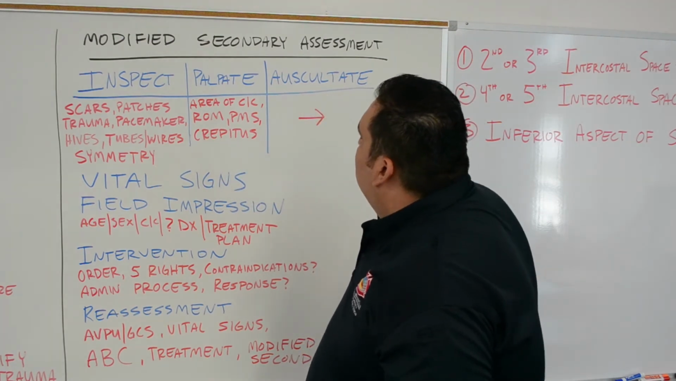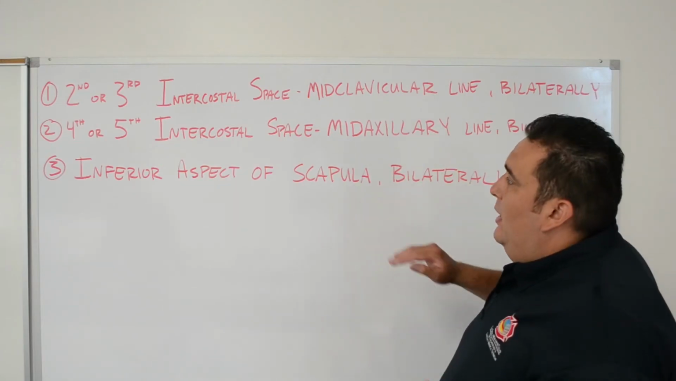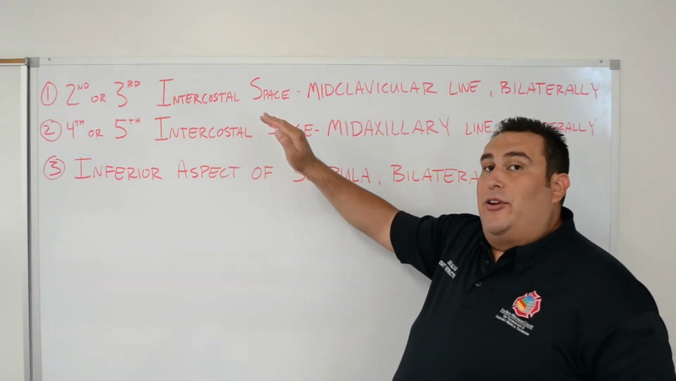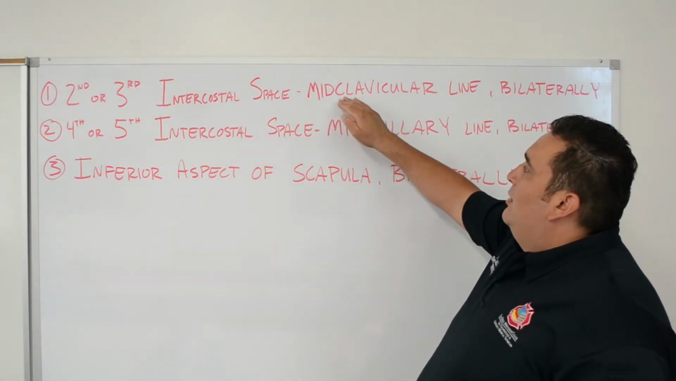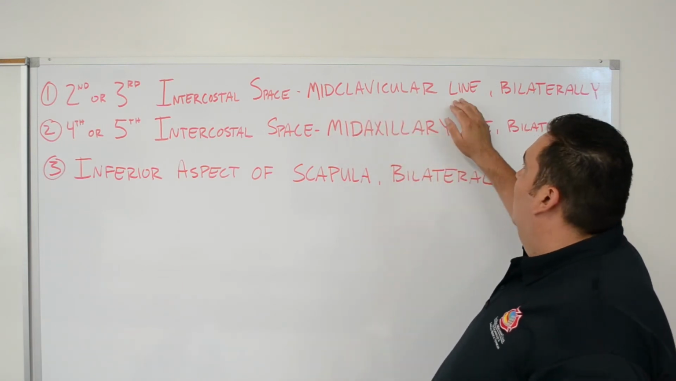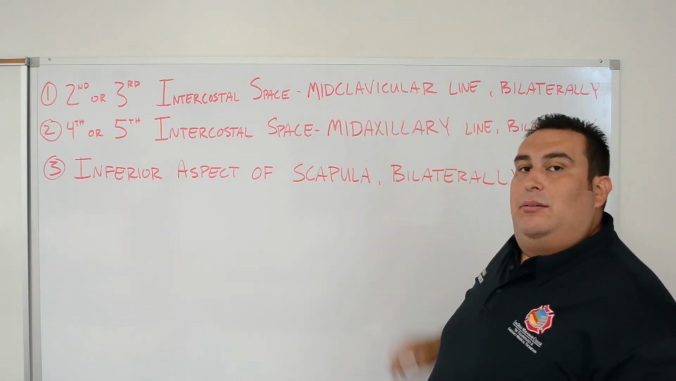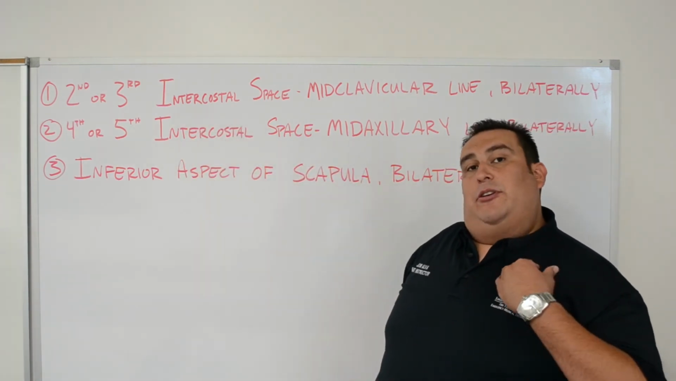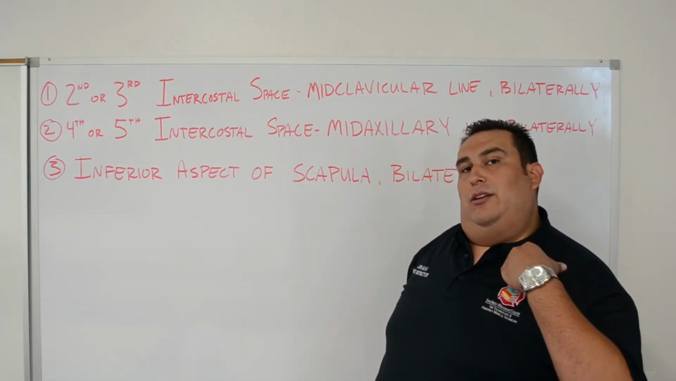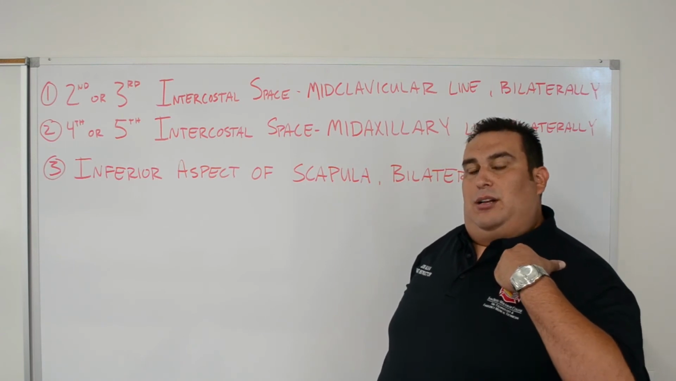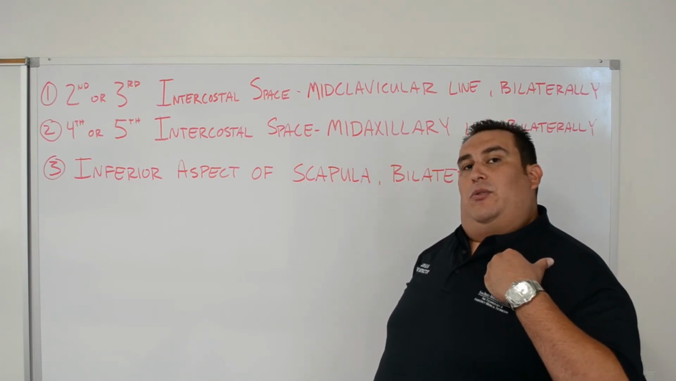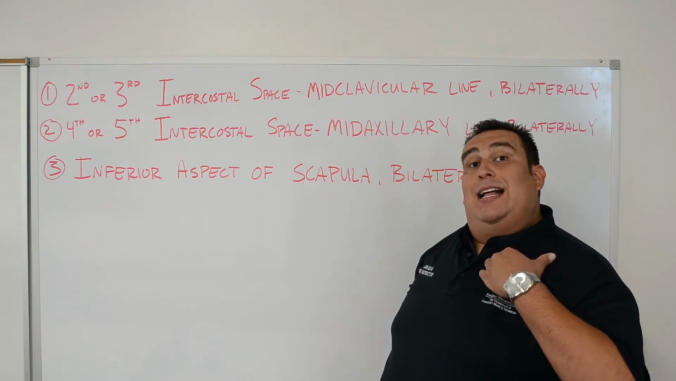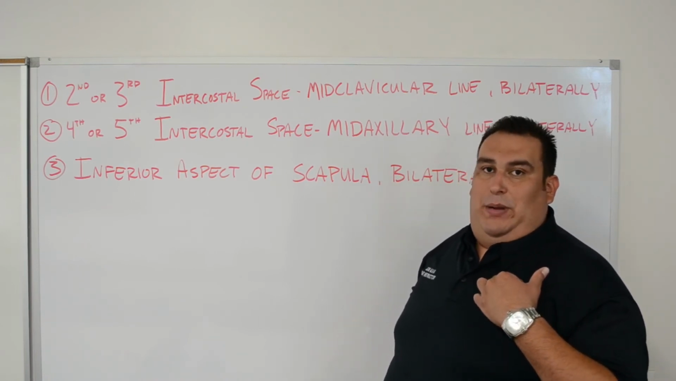And then as far as auscultation, the first area we're going to assess is the second or third intercostal space along the mid-clavicular line bilaterally. Bilaterally means both sides. Now, in regards to the intercostal space, if you feel your clavicle, roll your fingers down just a little bit, you're going to feel the first intercostal space. As you continue to roll your fingers down, you're going to feel the rib followed by another space. That is the second intercostal space.